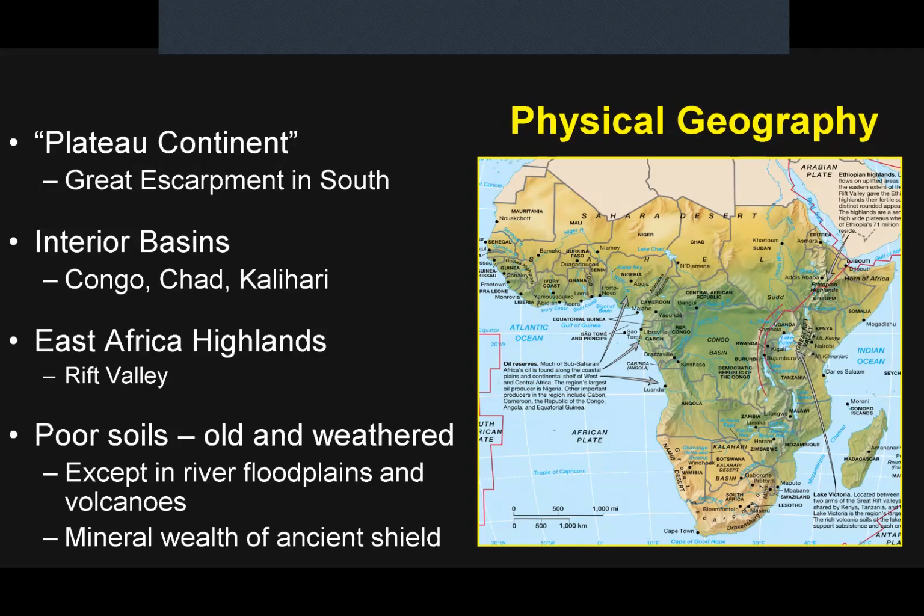Now, typically speaking, across the continent, since it is so old, it has rather poor soils. Since they're old, they've been weathered away and eroded away quite a bit. There are exceptions in the river floodplains, like the Niger Delta, and also in the volcanic areas of the highlands of East Africa. But even though the soils are relatively poor, it does have a lot of mineral wealth because it's an ancient shield. So as everything has been weathered away, those veins of minerals are closer to the surface and are able to be exploited.